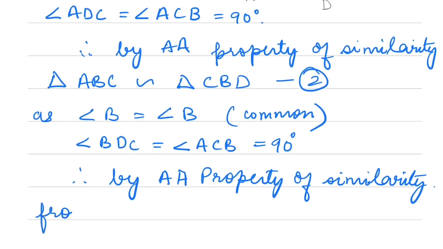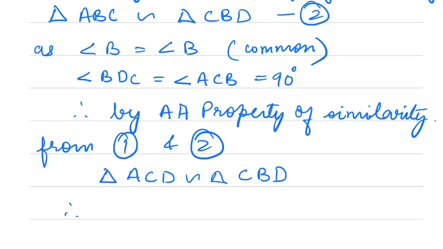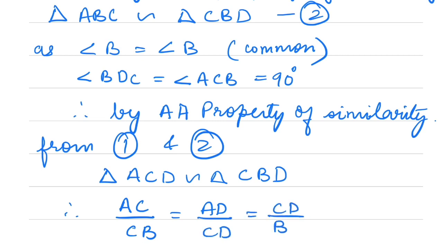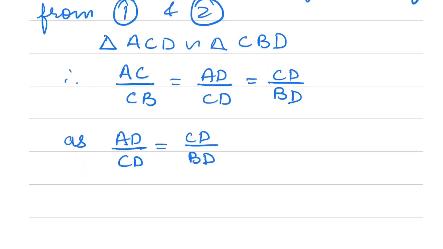Now from first and second we can say that triangle ACD is similar to triangle CBD. Therefore we can write down the ratio of the sides. AC by CB is equal to AD by CD is equal to CD by BD, as AD by CD is equal to CD by BD. So we can say CD square is equal to AD multiplied by BD. Hence proved.